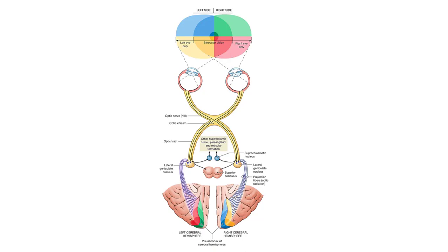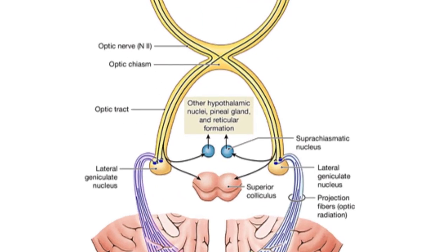Like we mentioned earlier, the left primary visual cortex processes information from the right visual field, whereas the right primary visual cortex processes information from the left visual field. We can also see this by the color coding in this image, with the left visual field and right primary visual cortex being blue and yellow, and the right visual field and the left primary visual cortex being red and green. Now let's move on to look at the superior colliculus.